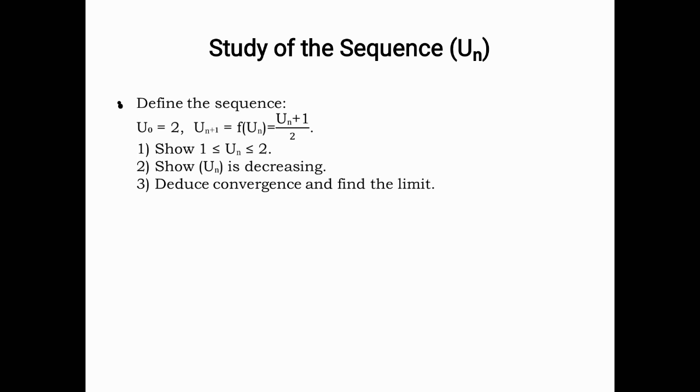We have a question which says: define the sequence where u0, the initial term, is equal to 2, and u(n+1) equals f of un, which is equal to (un + 1) over 2. They have asked to check whether the given sequence lies between 1 and 2.